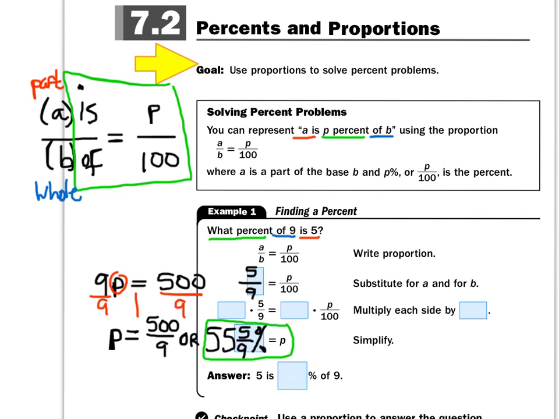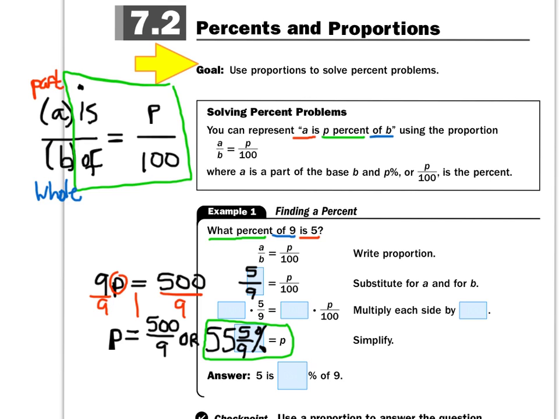So your book likes to call it, where A is the part and B is the base. So I'll use that too, but I think it's easier if you think of it as is over of equals percent over 100, okay? And along with your book, they're going to call the A the same as the is, or the part, and the B the same as the of, or the whole, or you can even think of it as B for base, so it goes on the bottom.